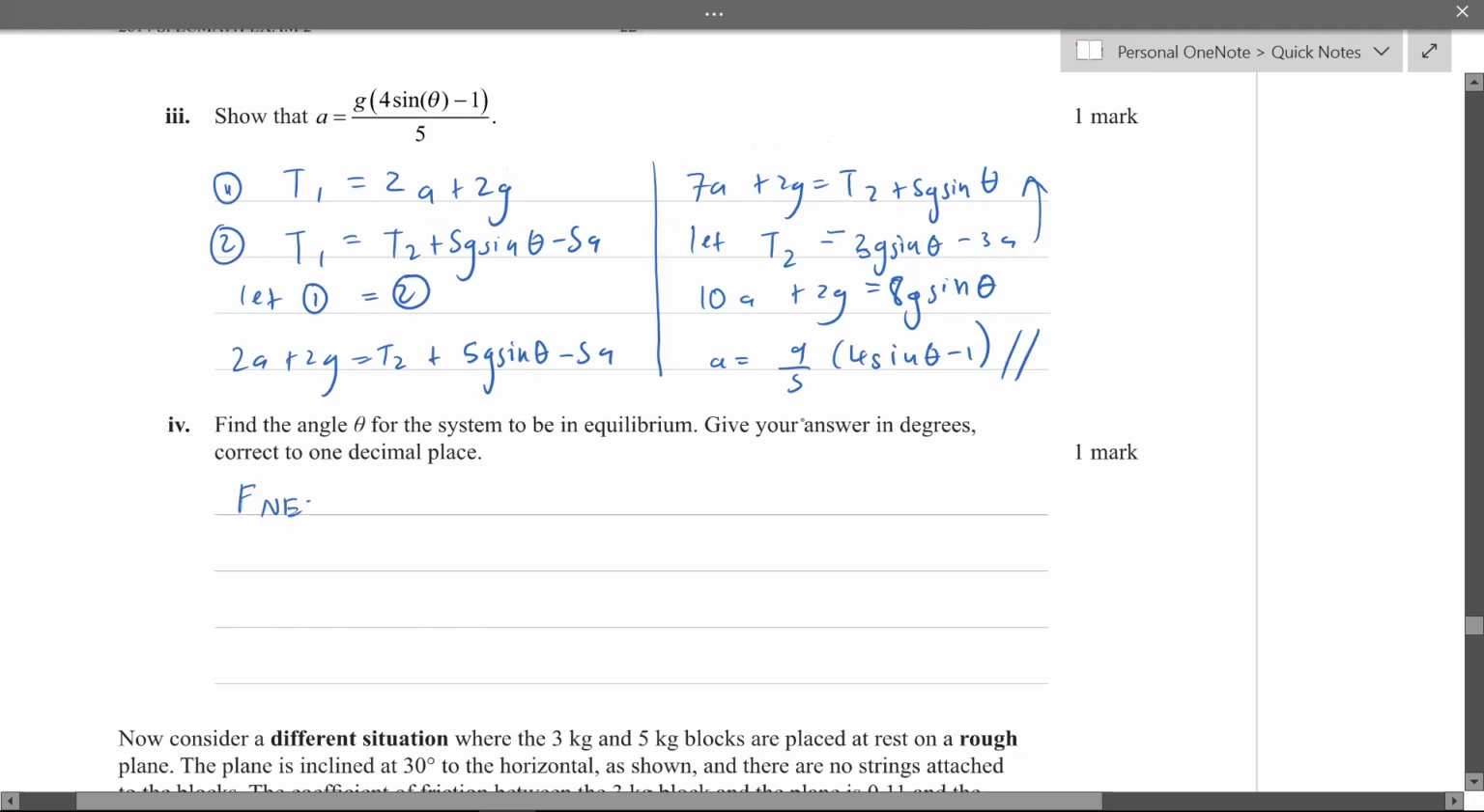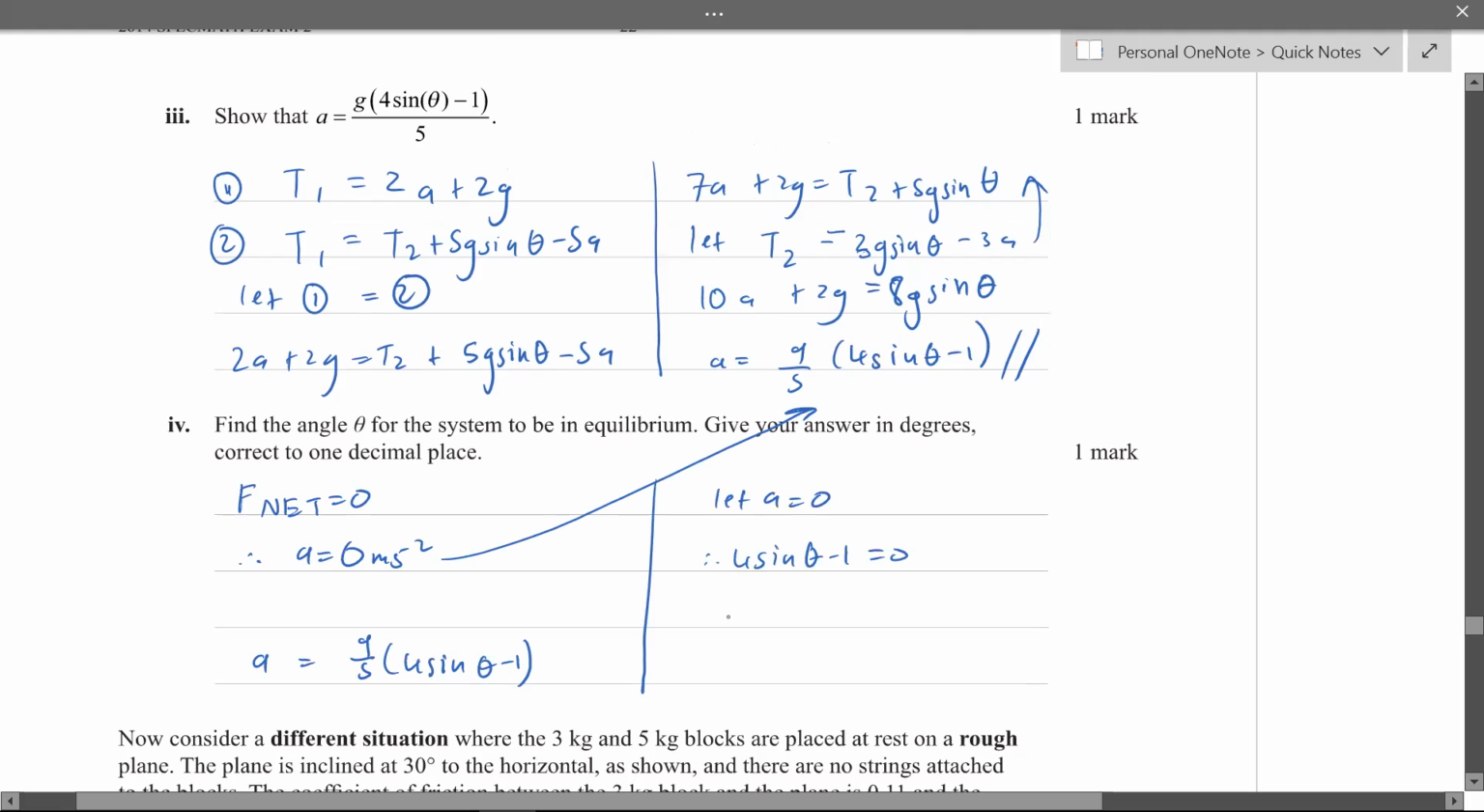So A equals g on 5 times (4 sine theta minus 1). So if you let A equal 0, therefore 4 sine theta minus 1 equals 0. And then sine theta is just equal to a quarter. Then if you put that into your CAS, you should get something like 14.5 degrees.